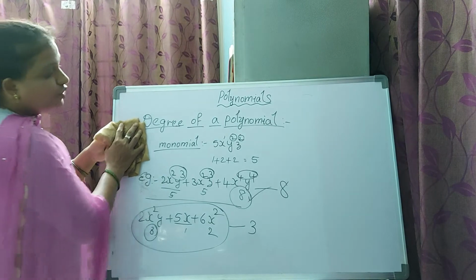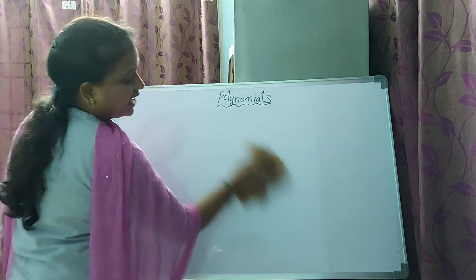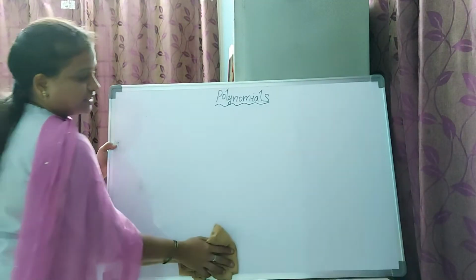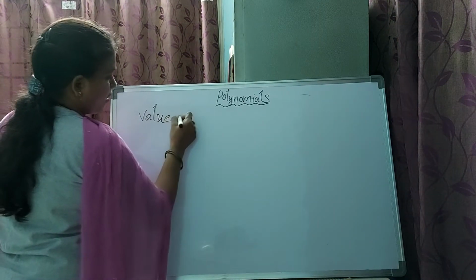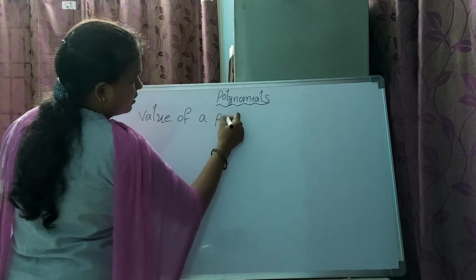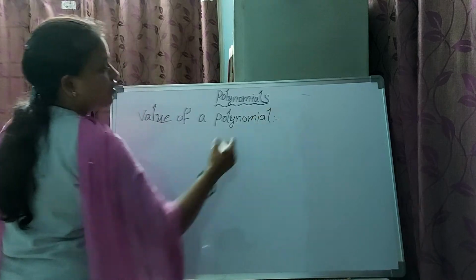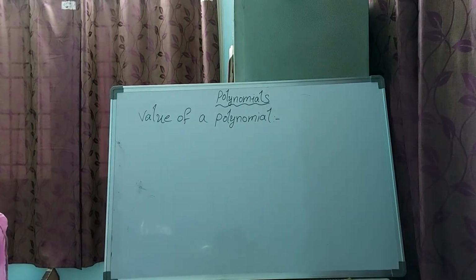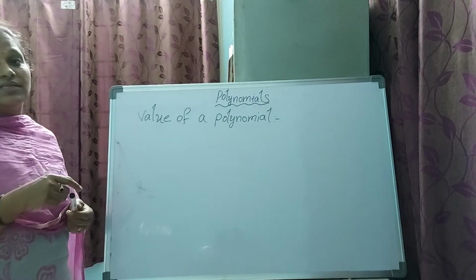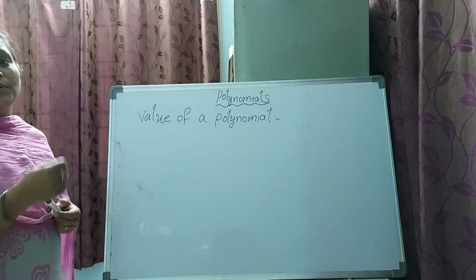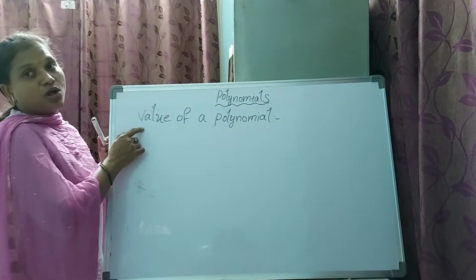Second one, value of a polynomial. Next we have to discuss the value of a polynomial. If p of x is a polynomial in x terms, and k is any real number, if you replace x by k, then we get some value. Those are the values of a polynomial.